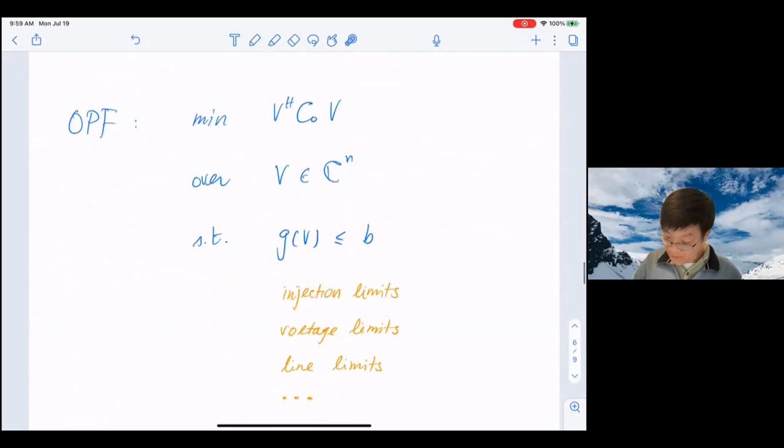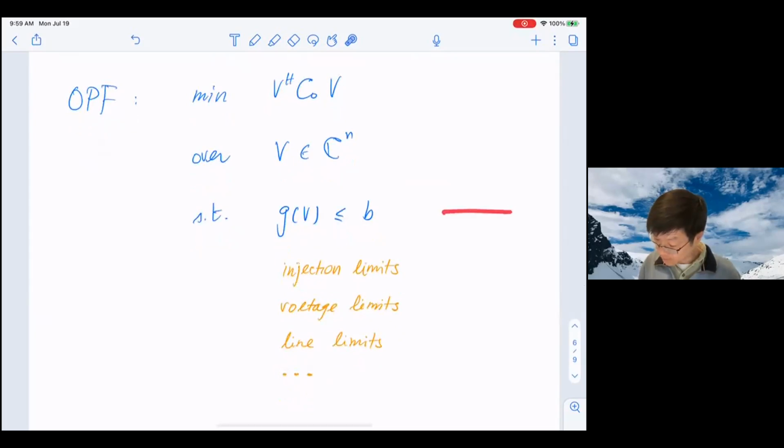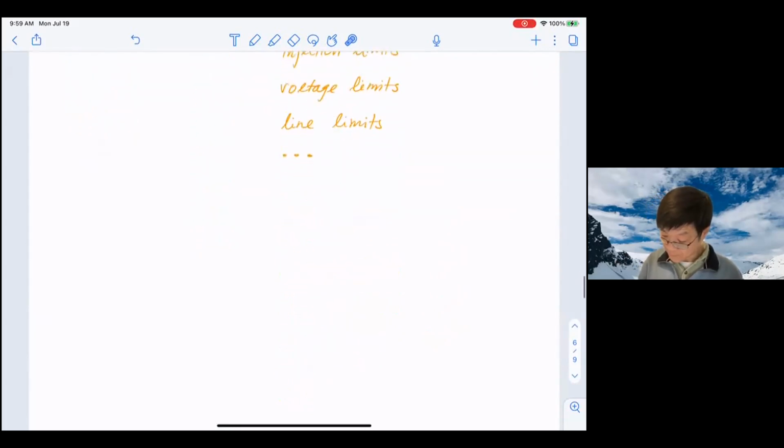So we want to write OPF in quadratic form, where we assume the cost is going to be expressible as a quadratic form. So we saw that earlier, if it is, say, thermal loss, or, let's say, the fuel cost, then indeed they can be expressed as quadratic functions of the voltage vector V. And then subject to a set of constraints that represent injection limits, voltage limits, line limits, and in practice, you can have many other limits. And they all can be expressed as quadratic forms.